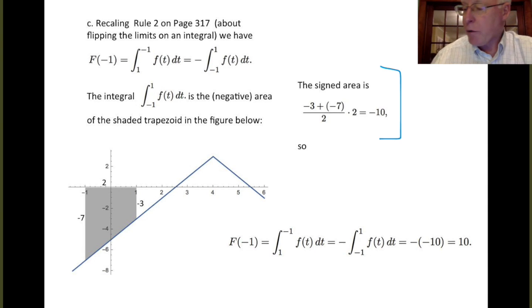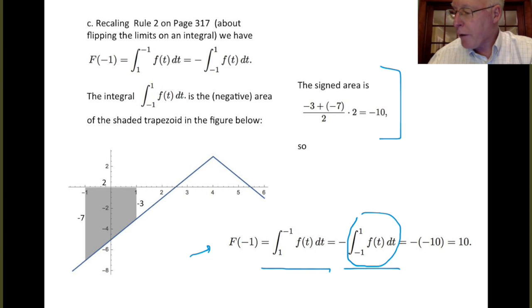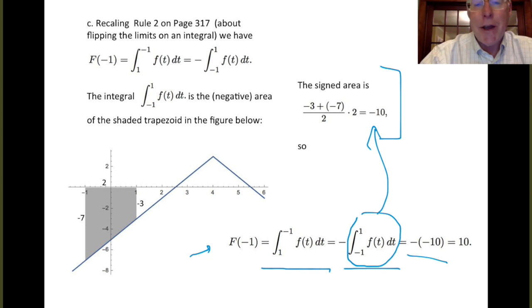So to summarize, what is the value of f of minus 1? We saw f of minus 1 was this, put in minus 1 for x in our original definition, and then we flipped the limits on the integral, and then we just evaluated this integral here and found it was minus 10. So we have minus 10, or 10. So f of minus 1 turns out to be 10.